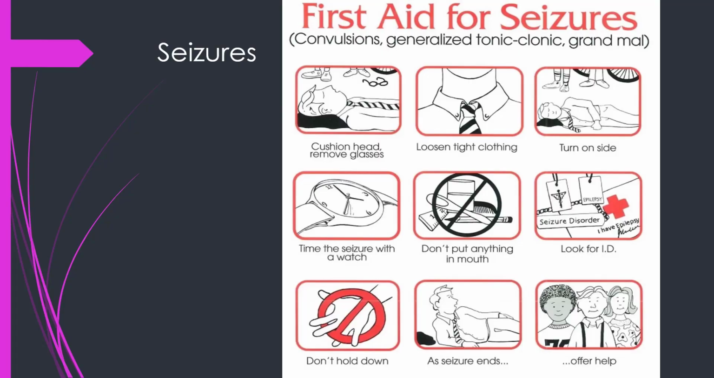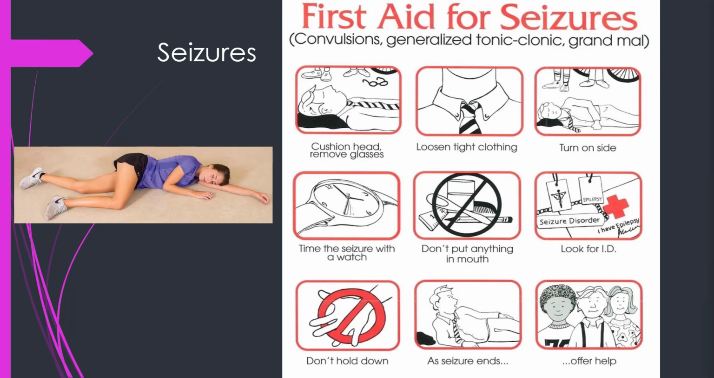In the event that someone suffers from a seizure, providing first aid is key. Cushion the head and remove the individual's glasses. Loosen any tight clothing. Turn the individual on the side. You do not have to restrict them if they are seizing. This is a good recovery position.